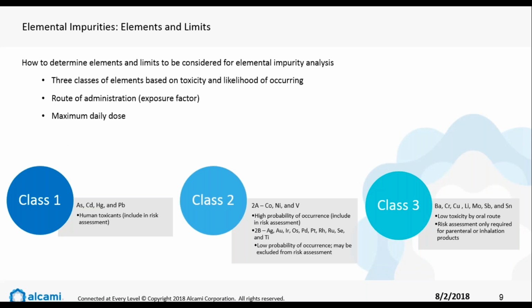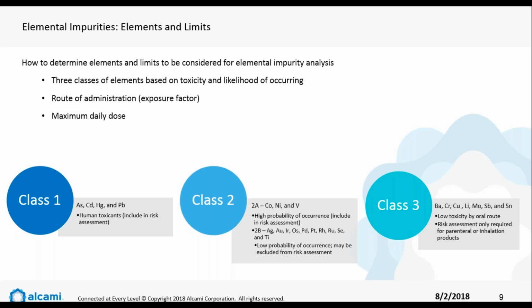So, the elements and limits that need to be monitored. The elements are split into 3 different classes, based on toxicity and the likelihood of occurring. The elements that need to be monitored for each drug product depend on the route of administration. Some of the toxicities for elements are obviously different, whether it's inhaled, injected, or swallowed. You would have different uptake of those elements, so some of the limits change for those, as well as how toxic they are by that route. And then also the maximum daily dose is used to calculate the limit.